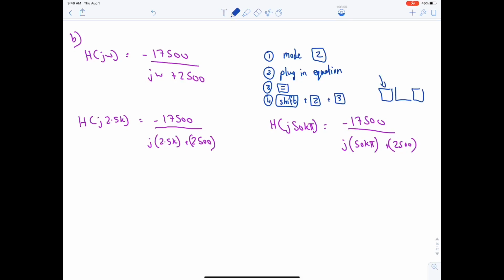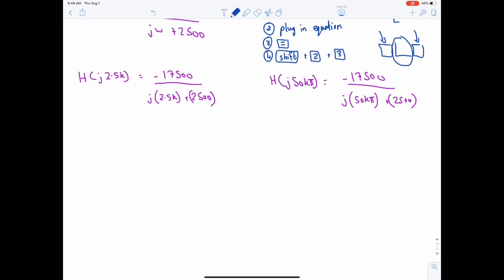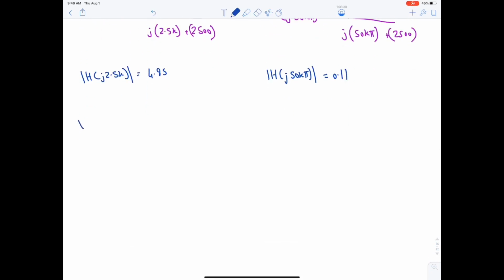Okay, this number is the magnitude, this number is the phase angle. We need the magnitude only, so just take the number before this symbol. There will be a symbol like this. Okay, so when you do it in the calculator, here you will get magnitude equal to 4.95, and the magnitude here will be 0.11.